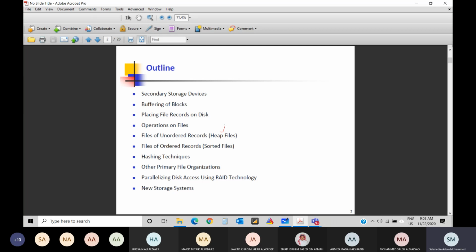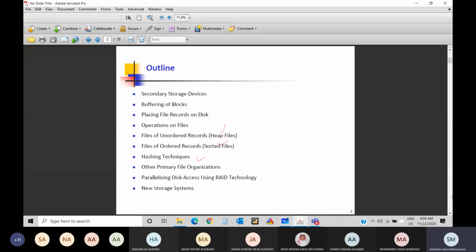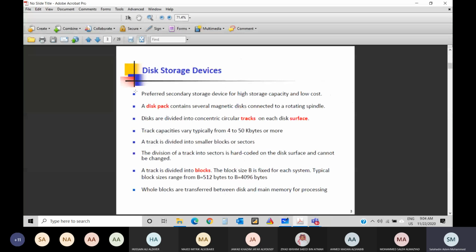Then I'll talk about heap files. Then I'll talk about sorted files, which is sequential file. At the end, I'm going to talk about hash files. Okay, the one I just described, and these 3: the heap, the sequential, which is ordered, and this is hash. Heap means unordered. Sequential means ordered. Hash, you know, it is done using hash algorithm. We'll talk about that one later on. So let's start. First of all, we use a disk.